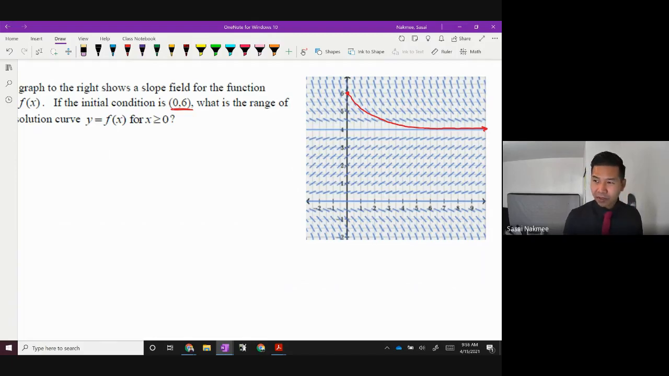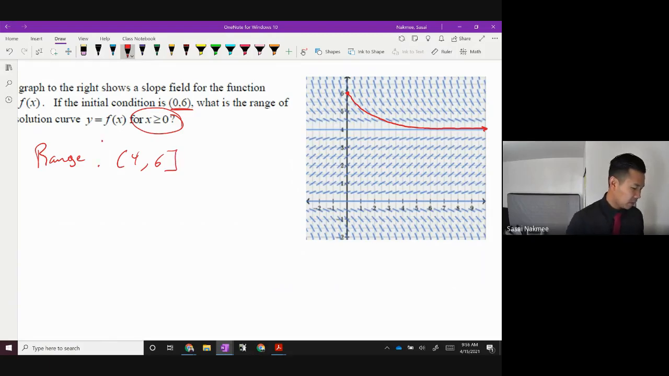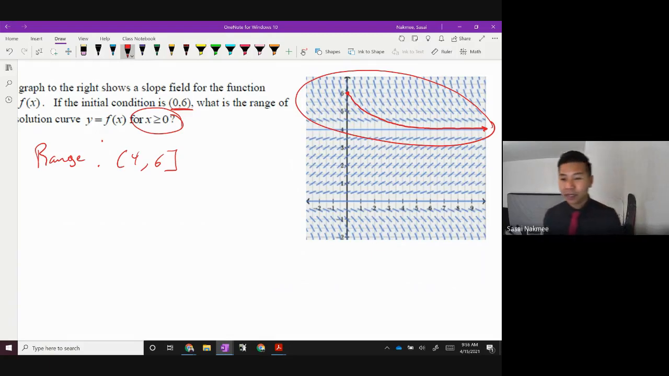And with that drawn, I can say, hey, the range for this problem, remember the range is the y value, and I'm looking for it only from 0 and on. So from this dot and on, it looks like the range can be anywhere from 4 all the way up to 6, and including that 6. You're not going to be asked the range very often, but I'm just letting you see. The bigger thing that I want you to see is understanding how to visualize your function given your slope field.